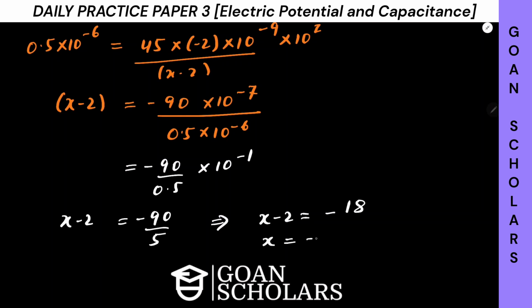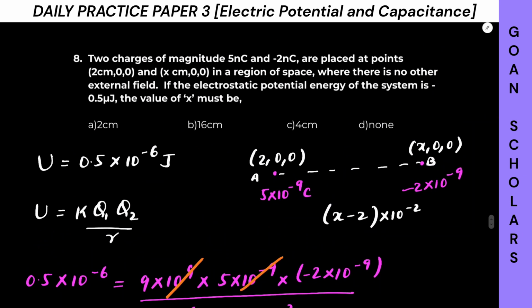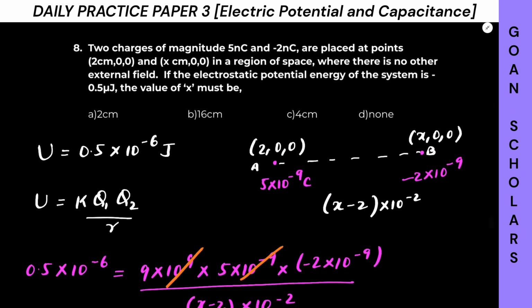So x is equal to minus 16 centimeter, which is on the negative side. Right? So this is very, very important. Okay, x minus 2 here it is. Let me recheck it. This is placed at this point and this. So the separation is x minus 2.